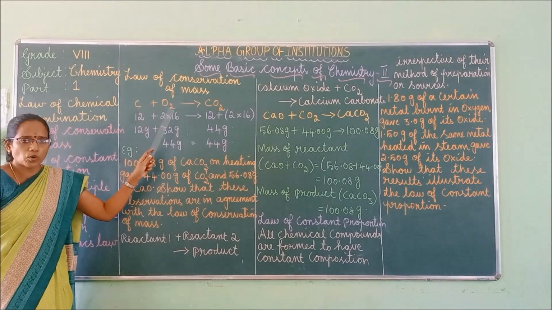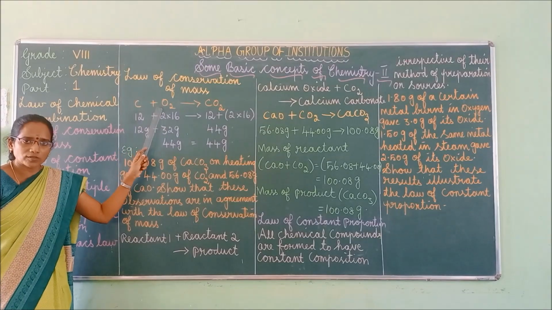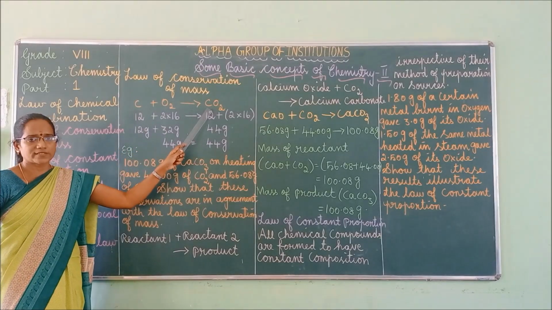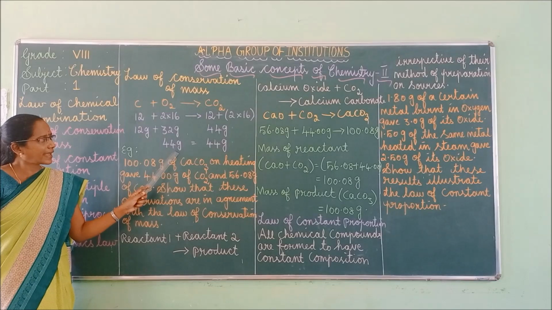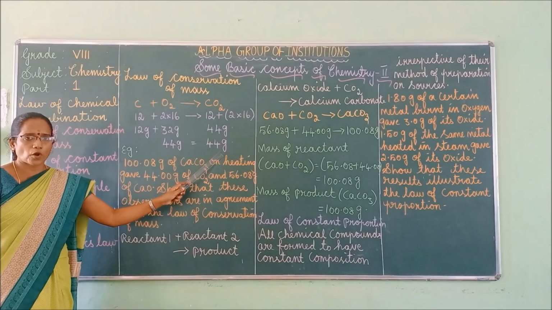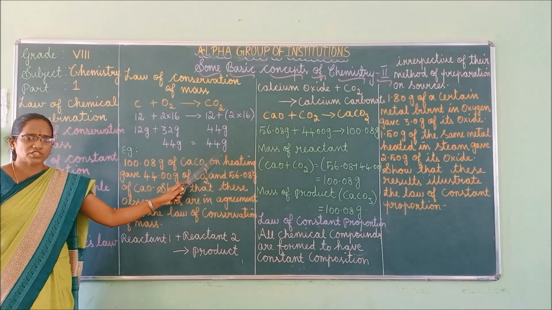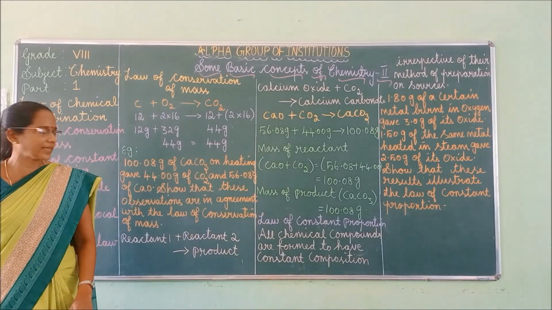So carbon and oxygen are reactants and carbon dioxide is the product. So the mass of reactants is always equal to the mass of the product. This is the law of conservation of mass. One more example we can see.